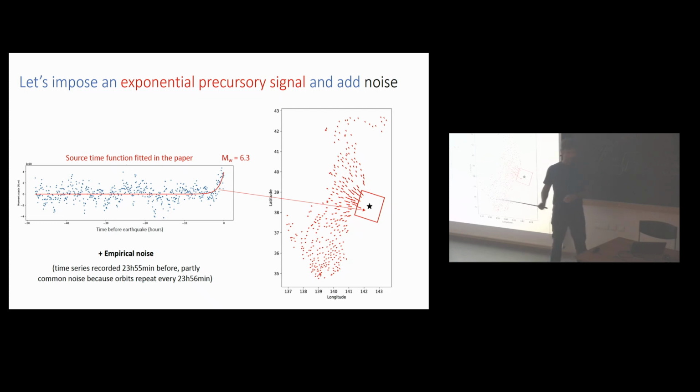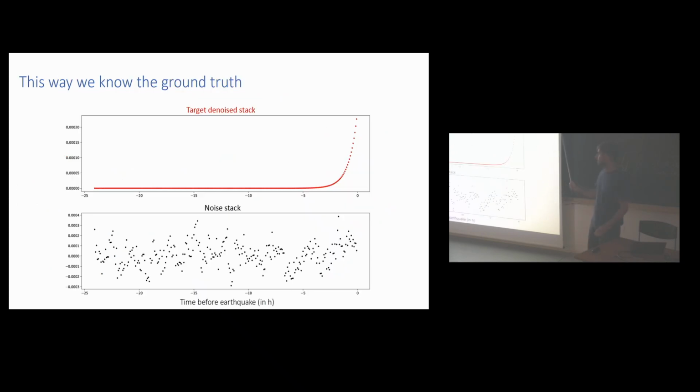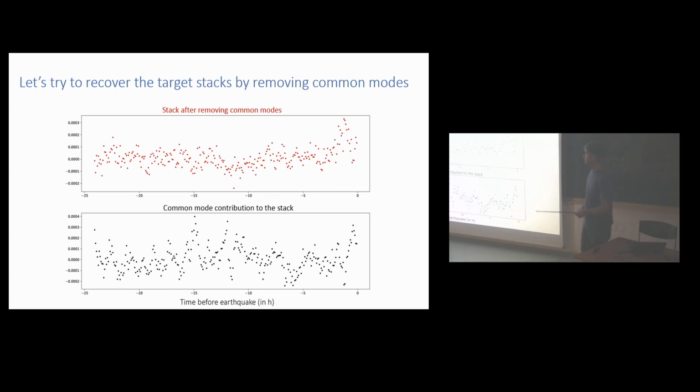So the interest of doing that is that now you can remove the common mode and see the effect on the stack, and you know what you need to compare it to. That's the target denoised stack. Since you imposed the signal, you know what you're supposed to find. That's the target. That's what we should find once we remove the common mode and do the stack. And same thing with the noise. We impose the noise, so we know the noise. So we know what we should find when we do the stack of the noise after the correction of the common mode. And if you do that, here's what you get.